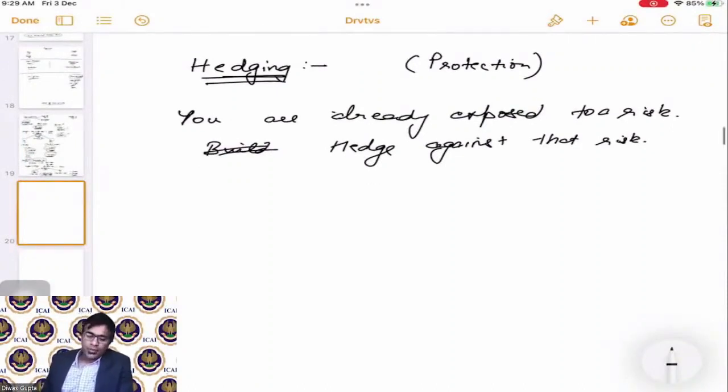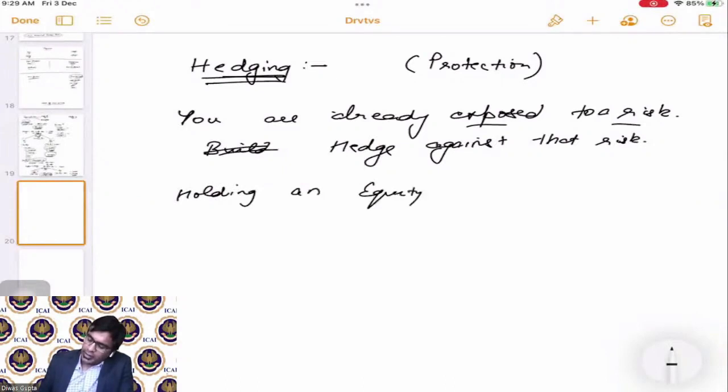Now, assume that you already are exposed to a risk. For example, you are holding an equity share already of X Limited.